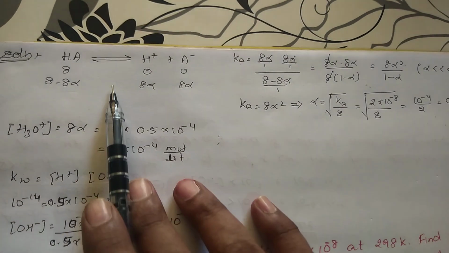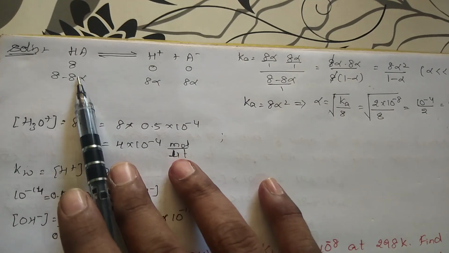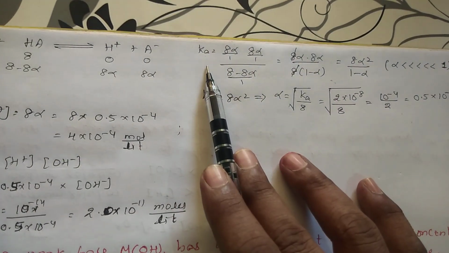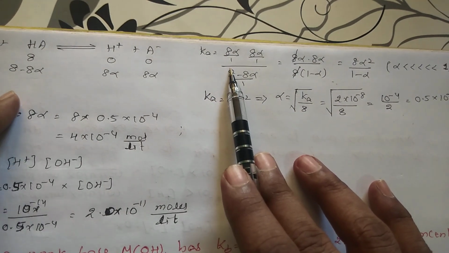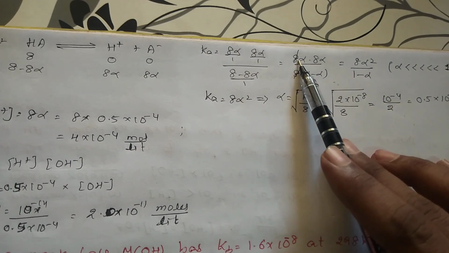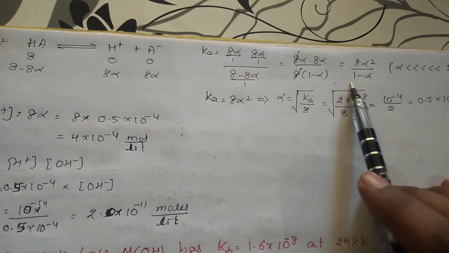So HA is in equilibrium with H plus and A minus. Initially 8 moles, it is 0, 0. 8 minus 8 alpha means 8 alpha, 8 alpha. So what happens? Ka will be equal to 8 alpha by 1, concentration, no, by volume should be taken. This is moles by volume, moles by volume, moles by volume. So what happens? 8 gets cancelled. So 8 alpha square by 1 minus alpha.